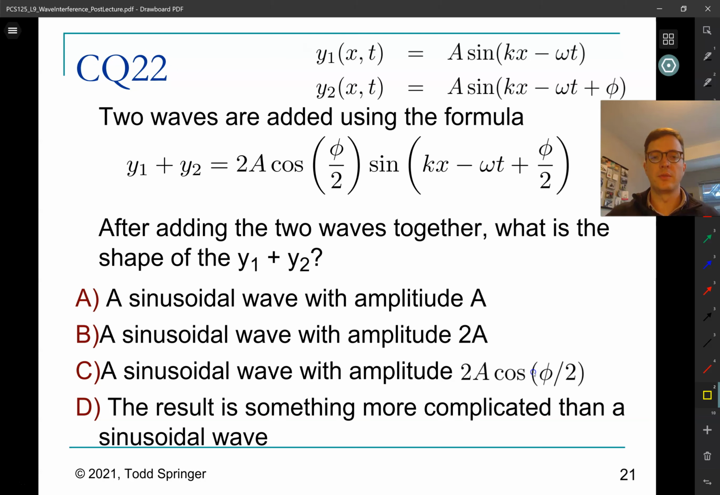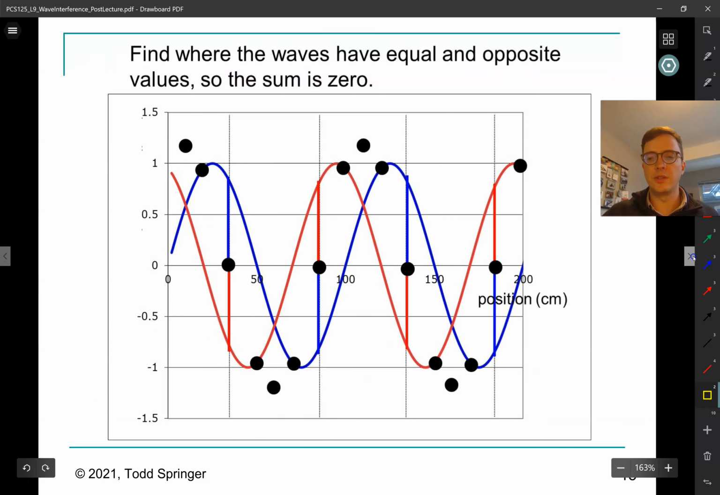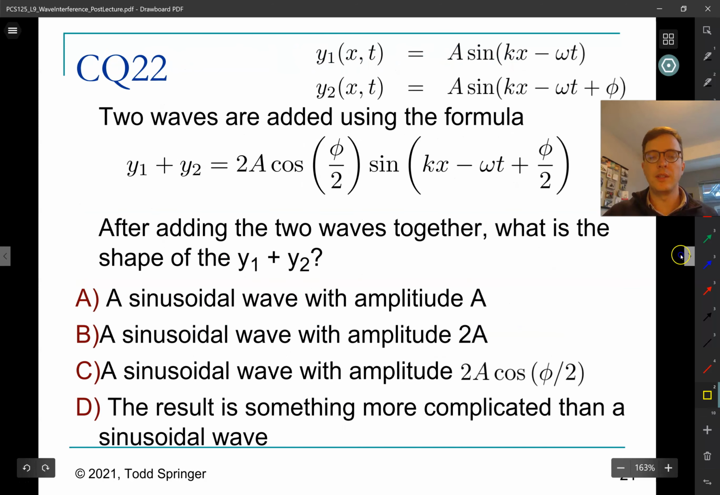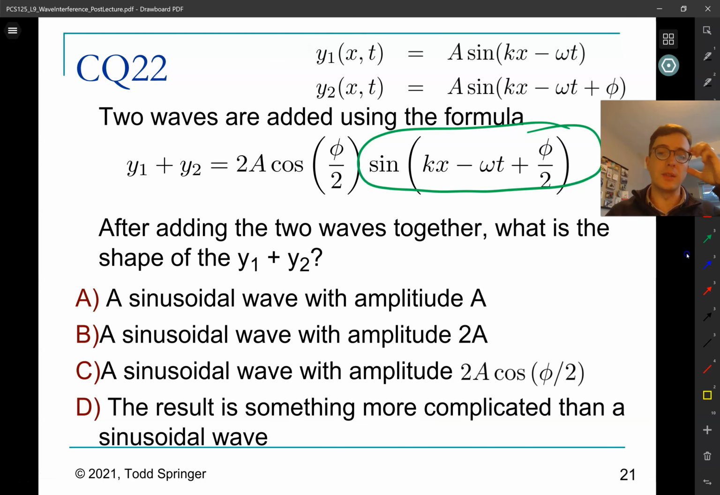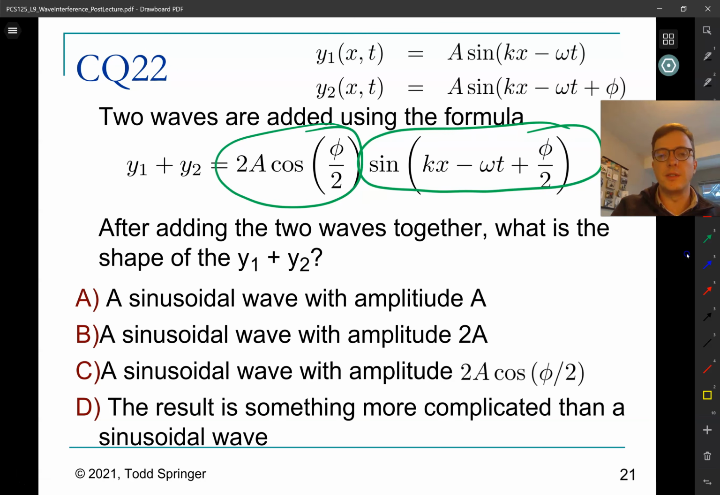See if you can wager a guess before going forward. Hopefully you have decided on one of these. The thing that throws students off is the fact that there's a cosine and a sine, so they think this is something more complicated. But we already saw graphically that when I added two sine waves together, I got another sine wave. So it is in fact just another sine wave. How do I see that from this formula? All of this here is the thing which oscillates in space and time. That's the wave equation. And all of this stuff out in front is a constant. A is a constant, phi is a constant. The constant happens to involve a trig function, but it's still a constant.